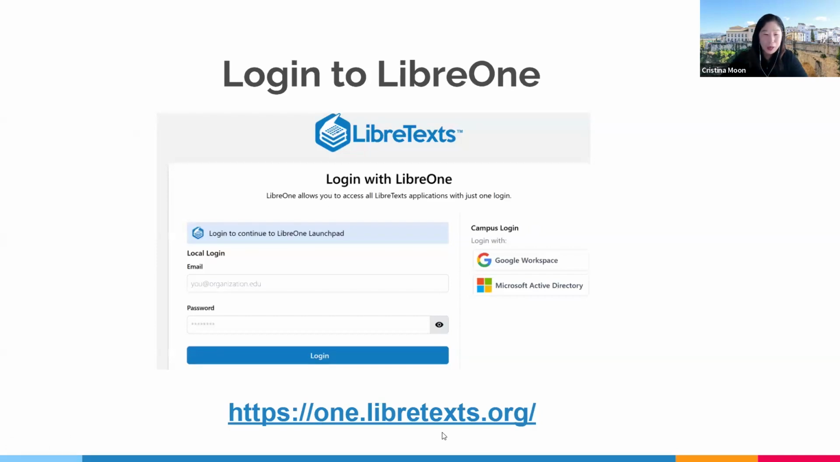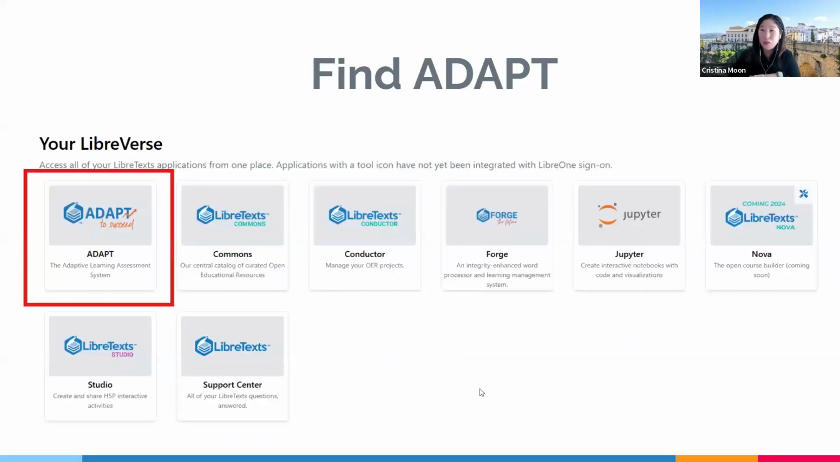First you will log into LibreTexts, and it looks like this, the login to Libre One. Once you do that, that should open the door to this, which gives you access to all these items here. I'm not going to go through all of these. We're going to focus on ADAPT, and Studio is here. So this is the one that we're going to do in a couple of weeks.